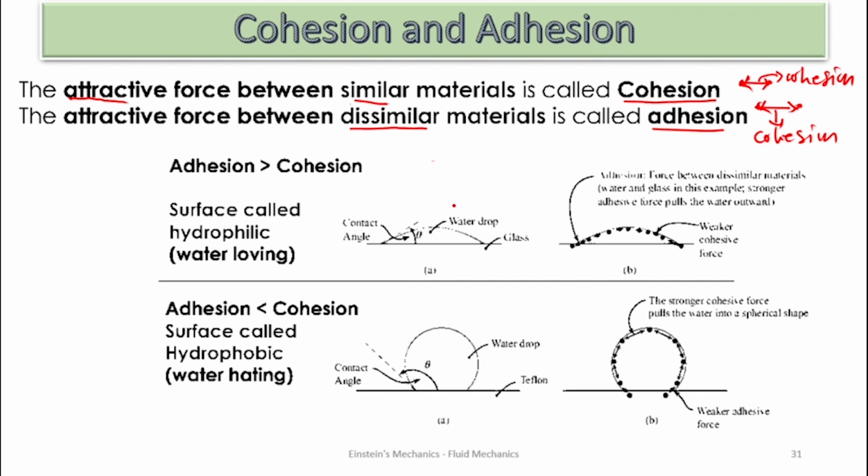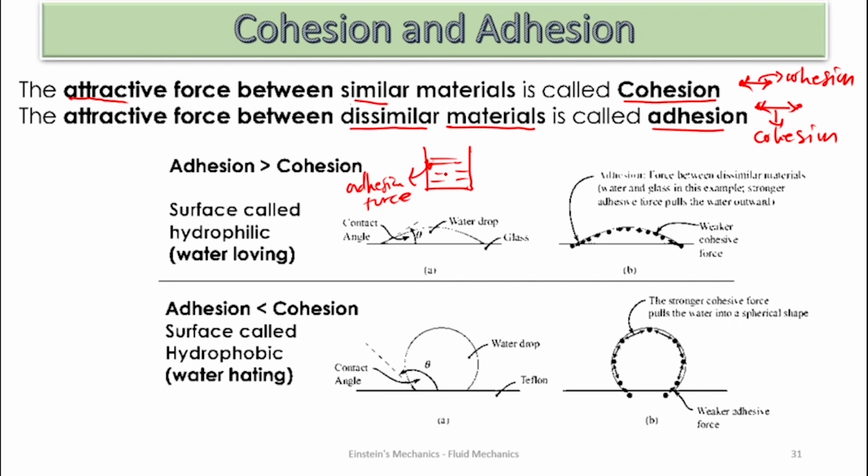So the force of attraction between water molecules is cohesion. Between mercury molecules is cohesion. But it's called adhesion if they are dissimilar. They are not of the same materials. So here, for example, if there are water molecules in a container, the force between the water molecules and the container becomes what? The adhesion force. Are we good? So this cohesion force and adhesion force play a major role in fluids.